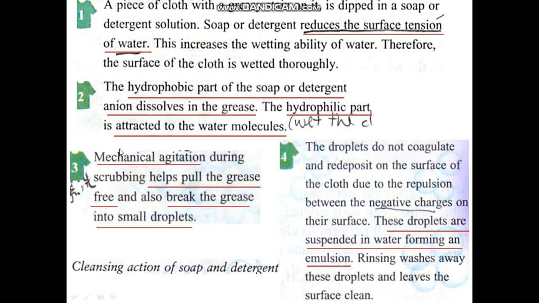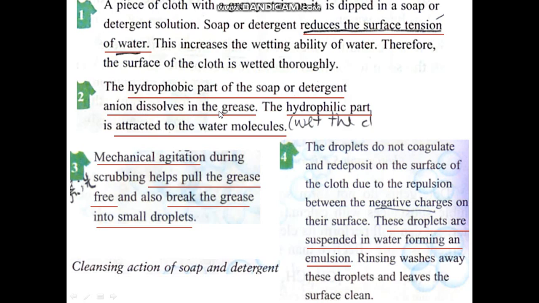And the second sentence: the hydrophobic part of detergent anion. You must come with detergent anion. The hydrophobic part of detergent anion dissolves in grease. This is the second sentence, which brings you the second mark.